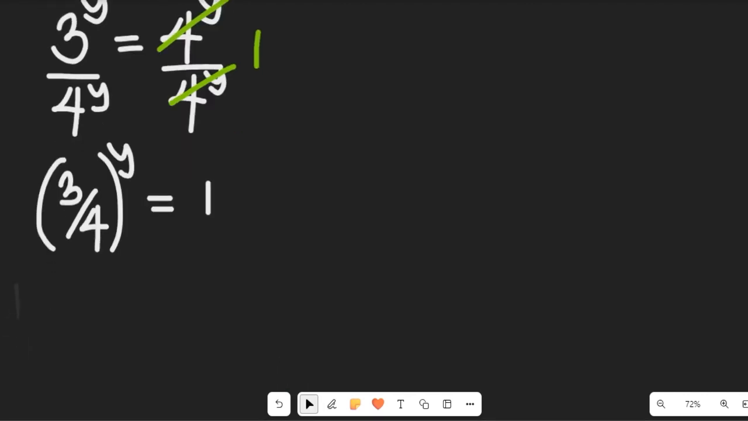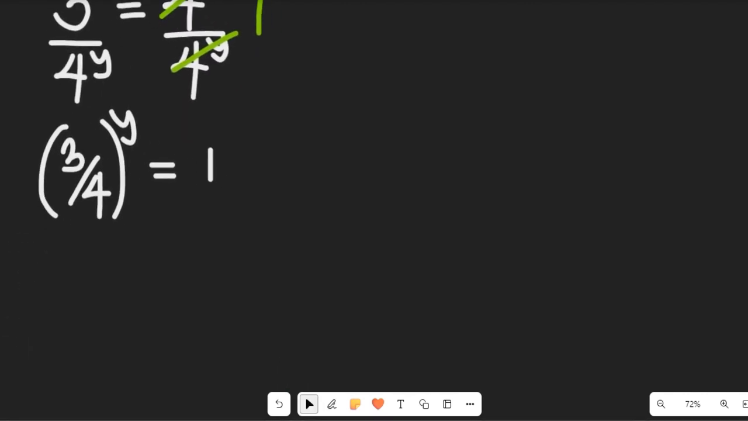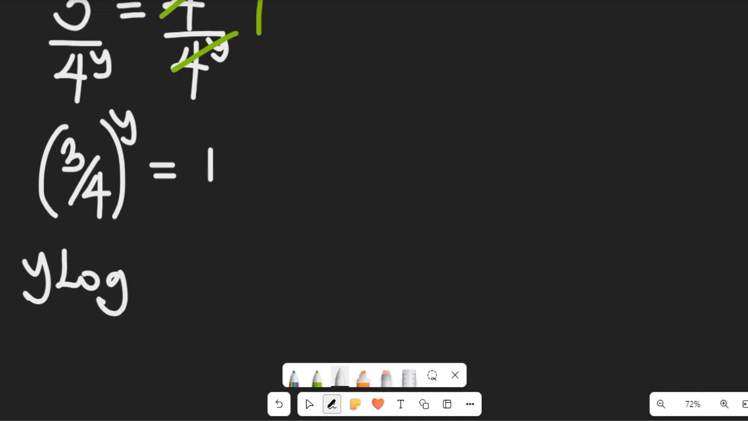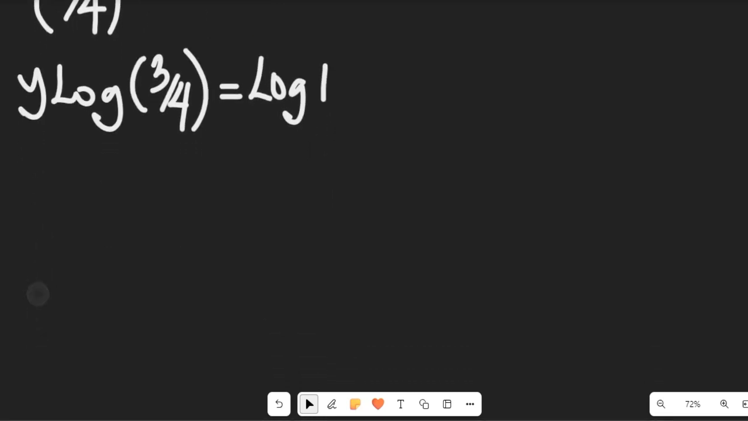To simply find the value of y, we can take the log of both sides, and that will give us y log of 3 divided by 4 equal to the log of 1. And you can see that the log of 1 simply gives us 0.